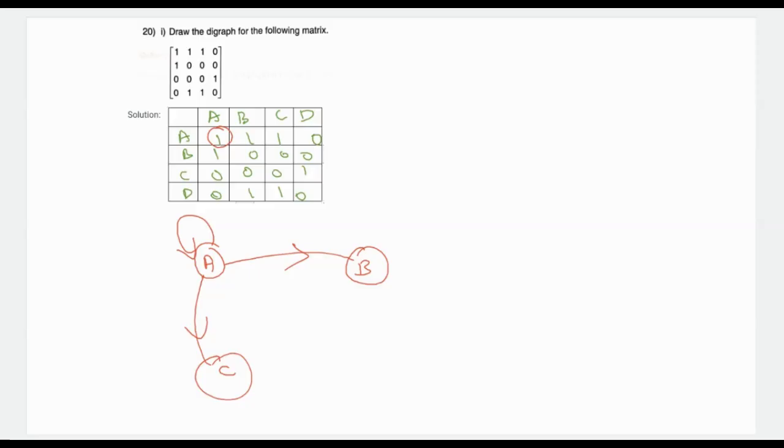Then go for the second row. B to A we have 1. B to B is 0. Other ones we don't have. Then go for the next row. C to D is 1. If we don't have D here, we'll add point D. Then D to B is 1, and D to C is 1. So this is the required graph of the given matrix.